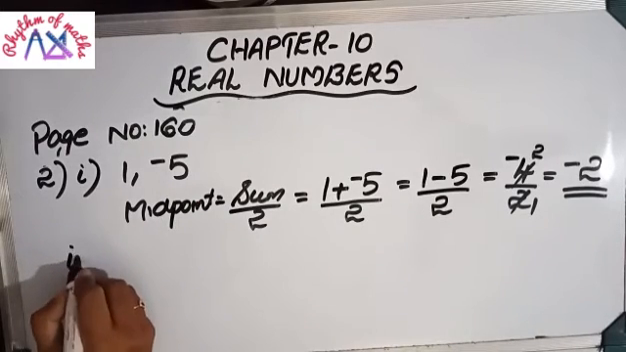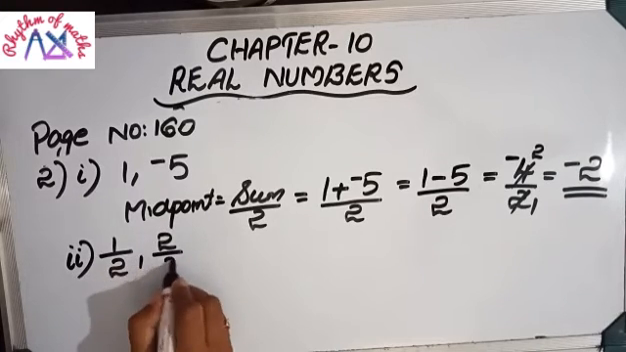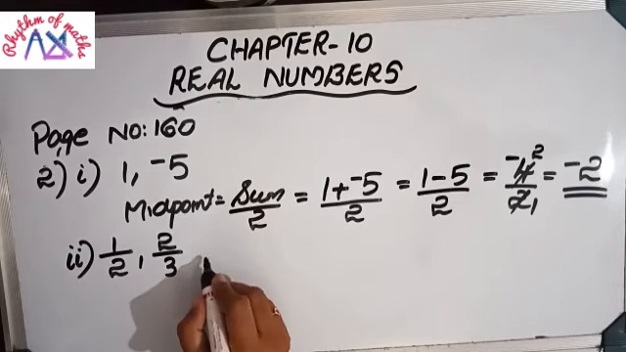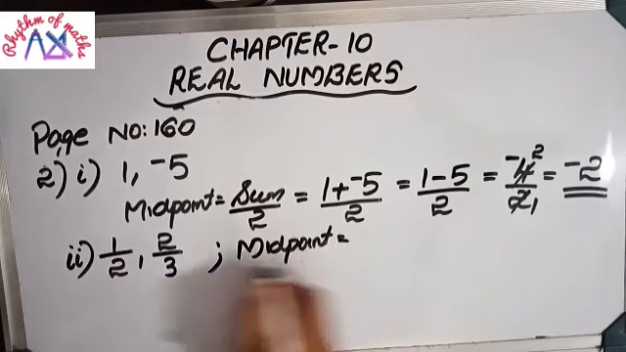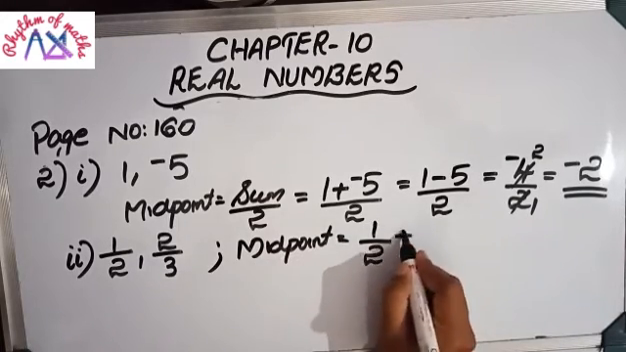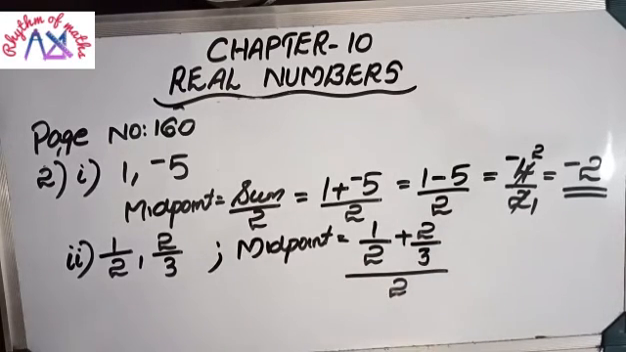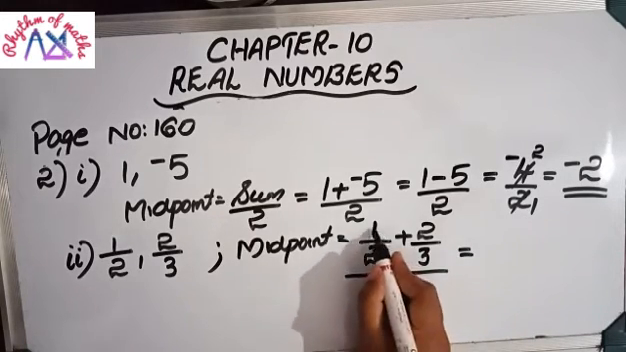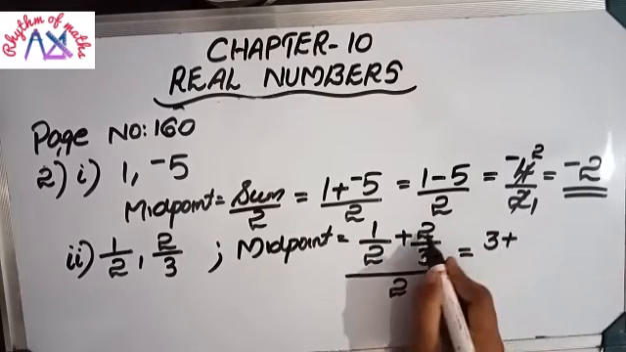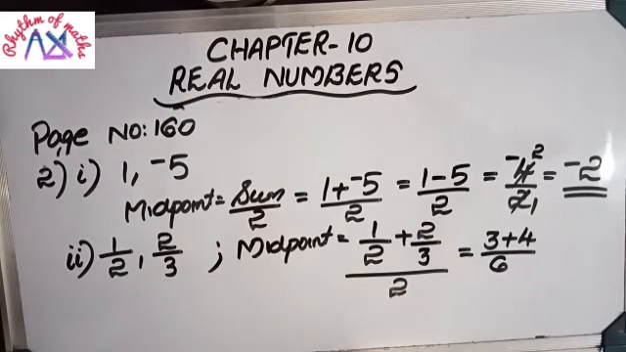Now the second one. The second numbers are 1 by 2 and 2 by 3. These two are the numbers given. Now we are going to find the midpoint. So midpoint equals the sum of these numbers. So 1 by 2 plus the next number 2 by 3, whole divided by 2. How will we add the fractions? By using cross multiplication. So 1 into 3, 3, plus 2 into 2, 4, by 3 into 2, that is 6. Now here, whole divided by 2.